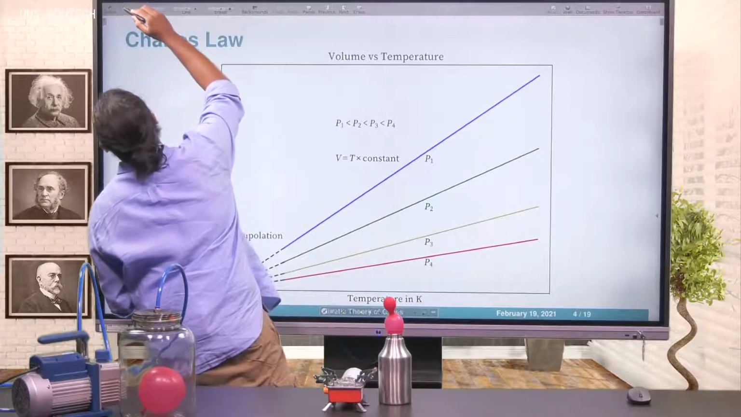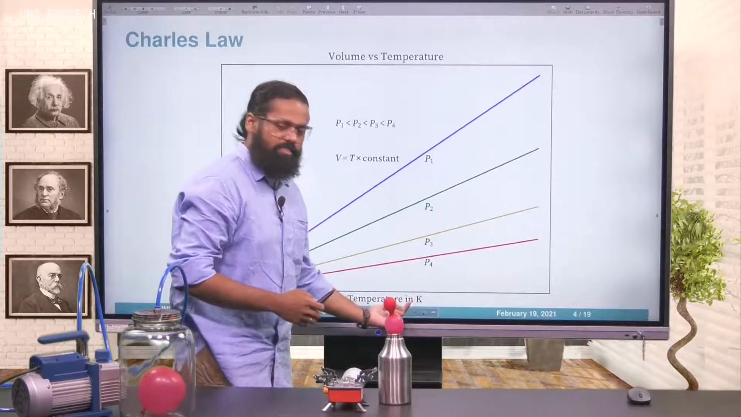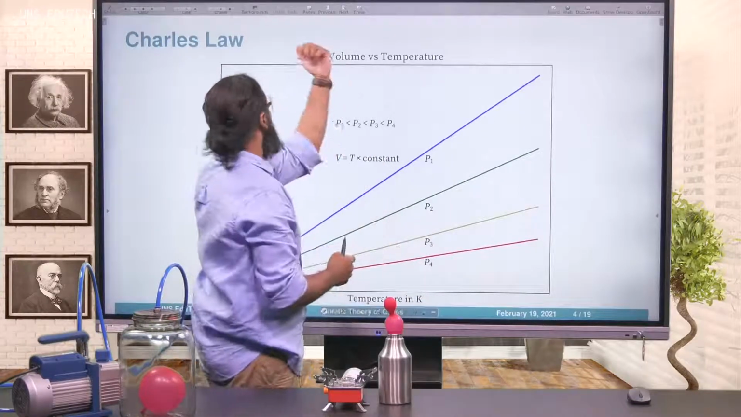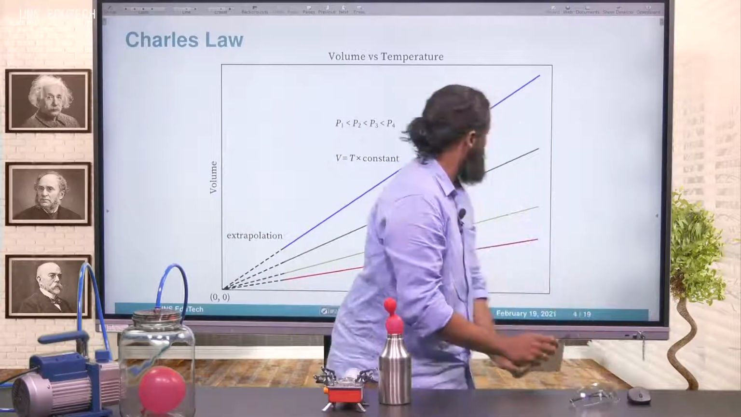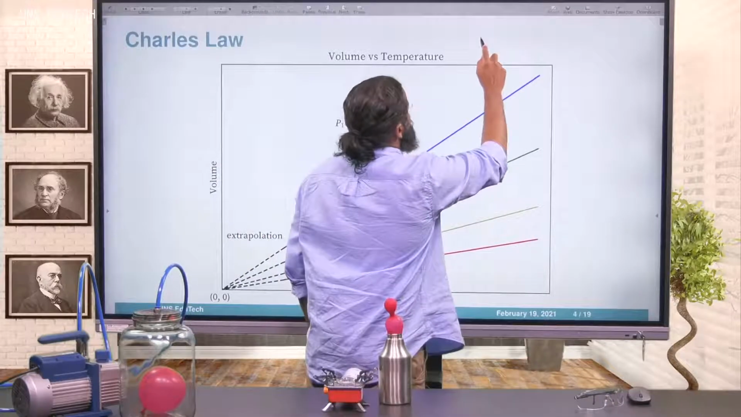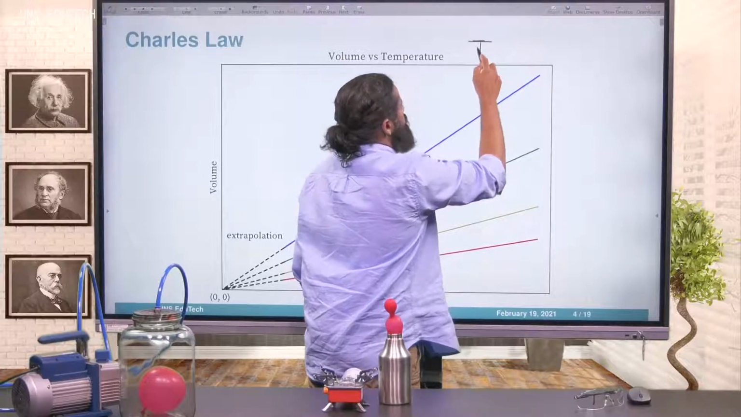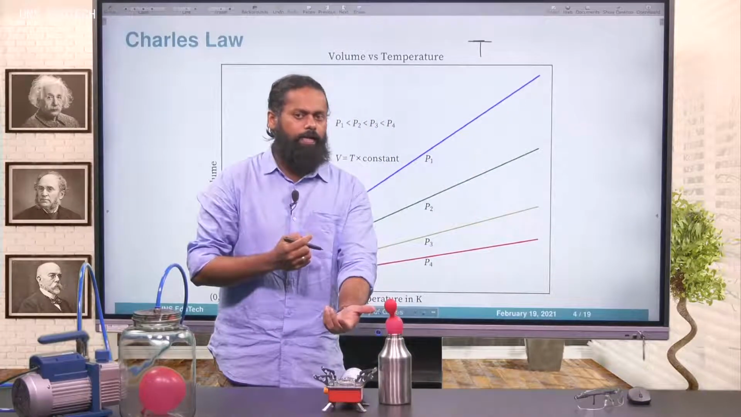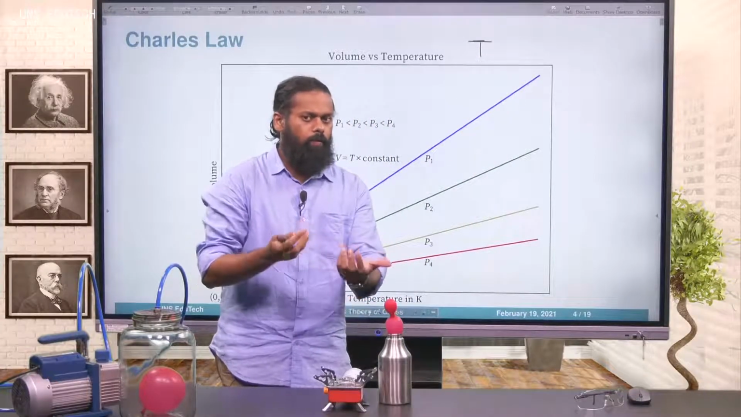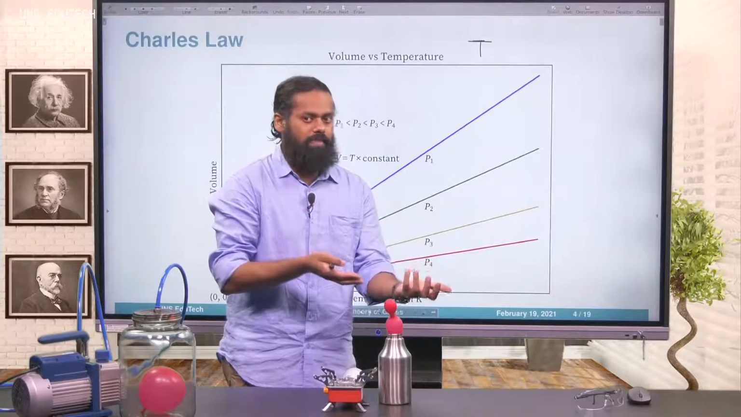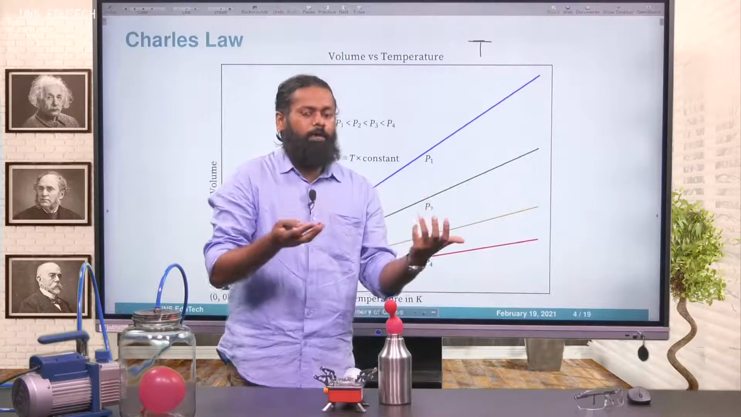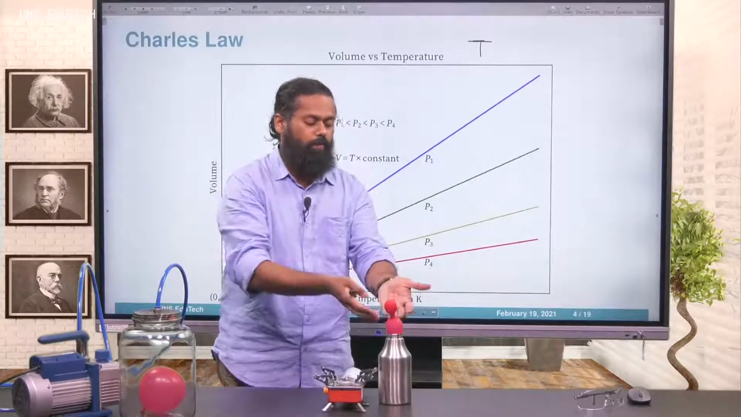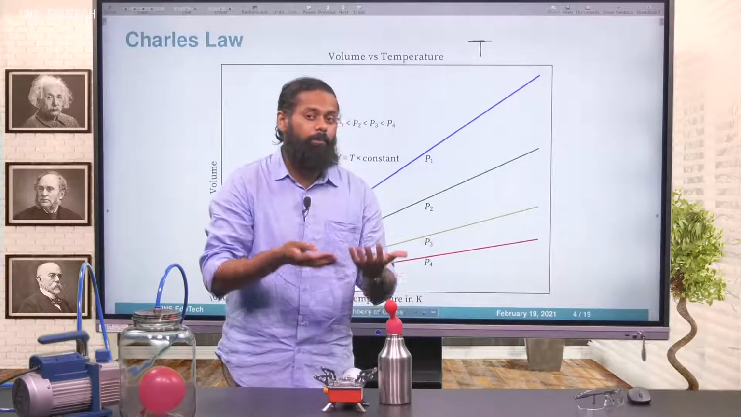Here we were discussing increasing the temperature of the system. This relationship is called Charles's law. We are heating using a burner, so we are raising the temperature of the gas inside. So what is happening? Basically expansion happens and the volume is changing, and we are maintaining the pressure constant.